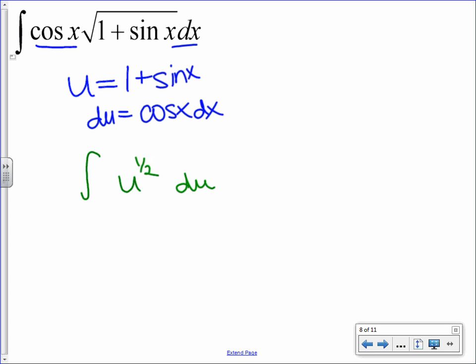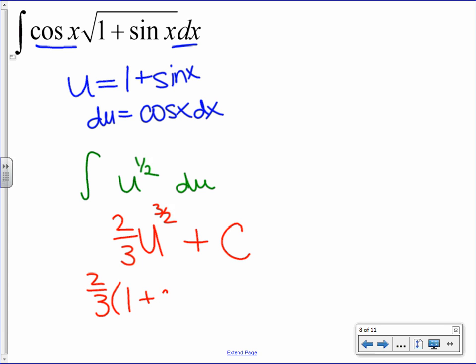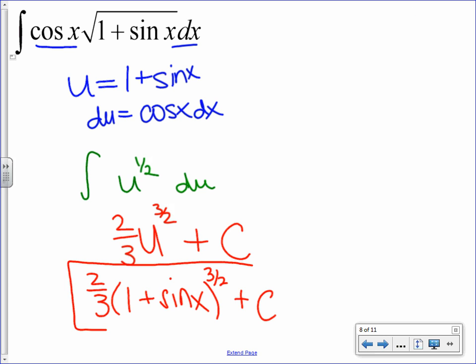Alright. So when we integrate u to the 1/2, we get, okay, increase the power, divide by the power, plus c. And plug in the 1 plus sine x. Please do not forget to go back and substitute x back in for u. And voila. That one was much easier.